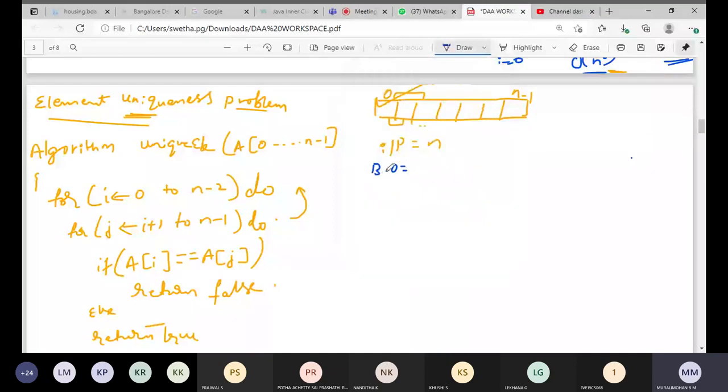Next, what is the basic operation? What is the basic operation? Yes, respond please.